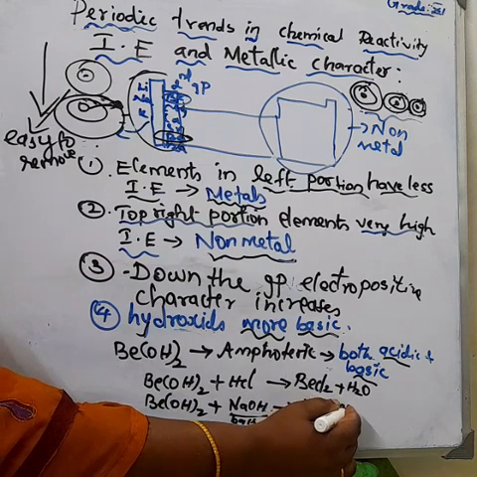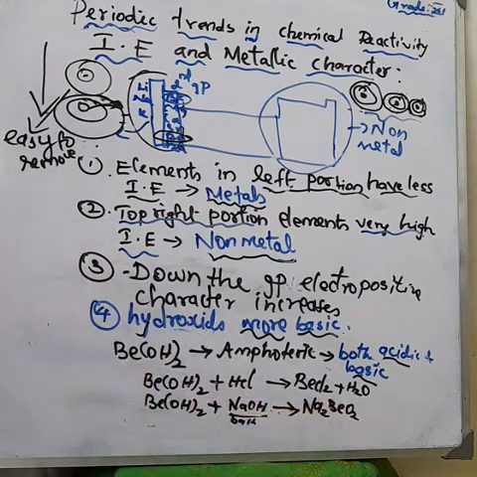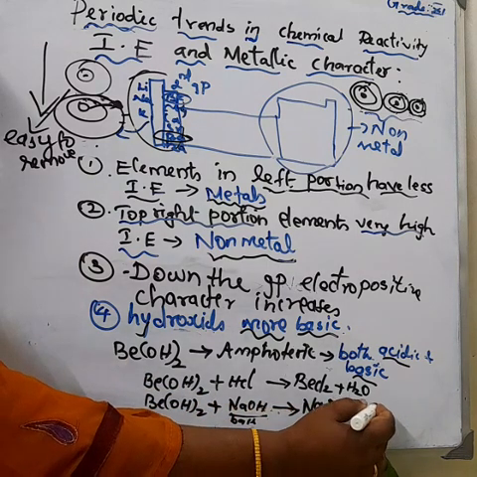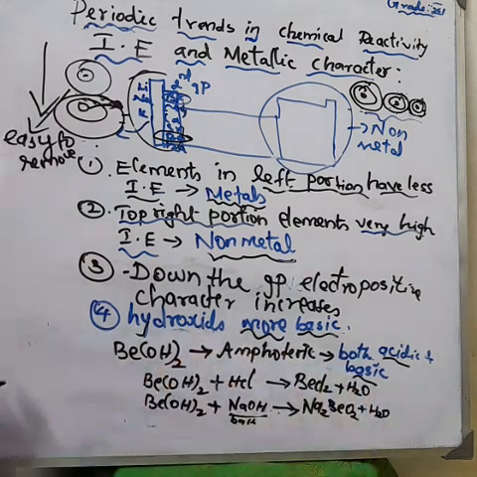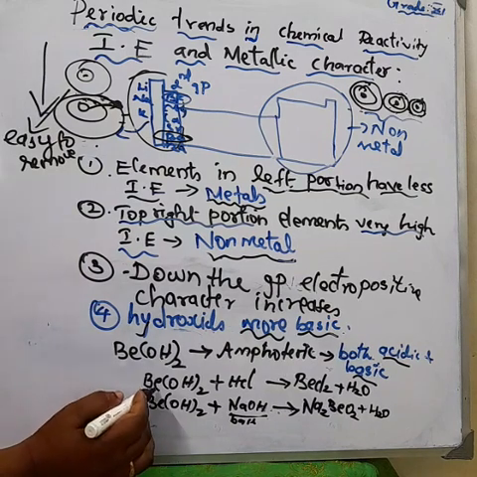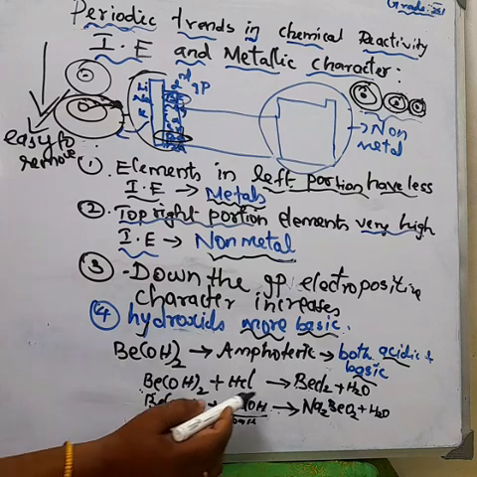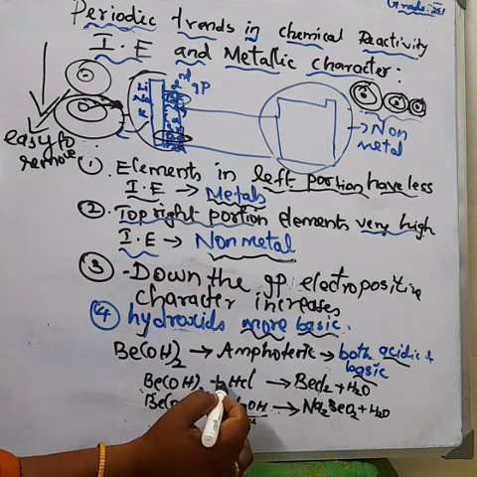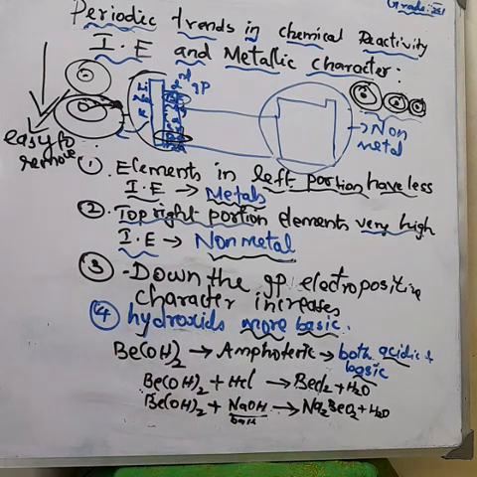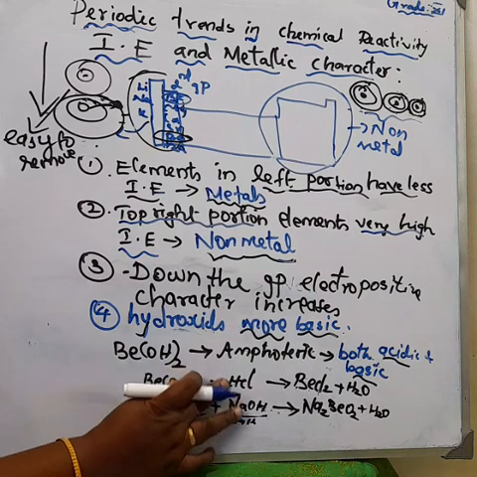Na2BeO2, sodium berylate, plus water. Okay, let's balance the equation. How many beryllium atoms are here? Both sides have only one beryllium atom. But how many chlorine atoms are present here? Two chlorine, but here only one chlorine. So you have to make it 2 here.